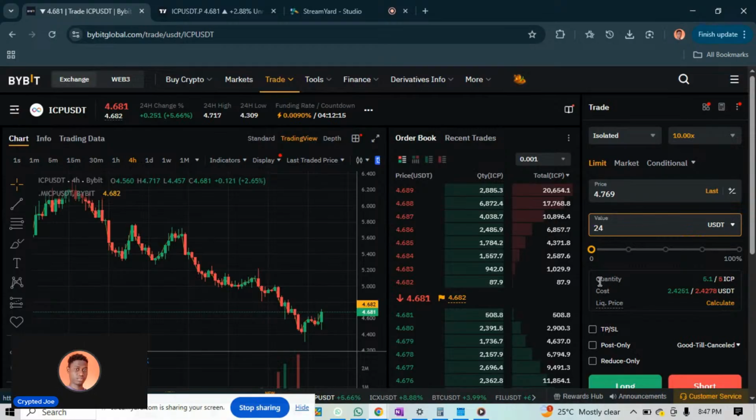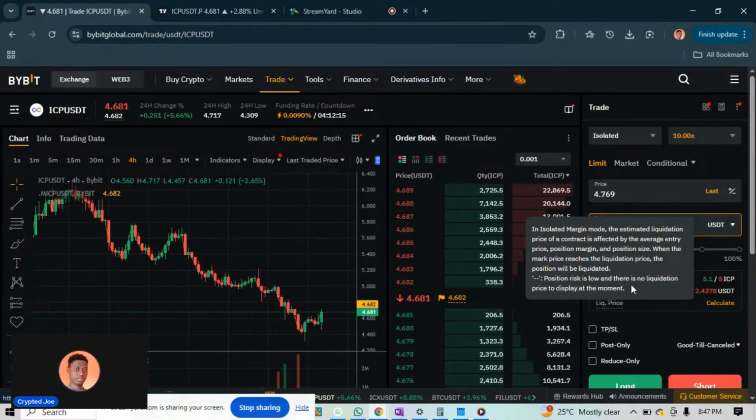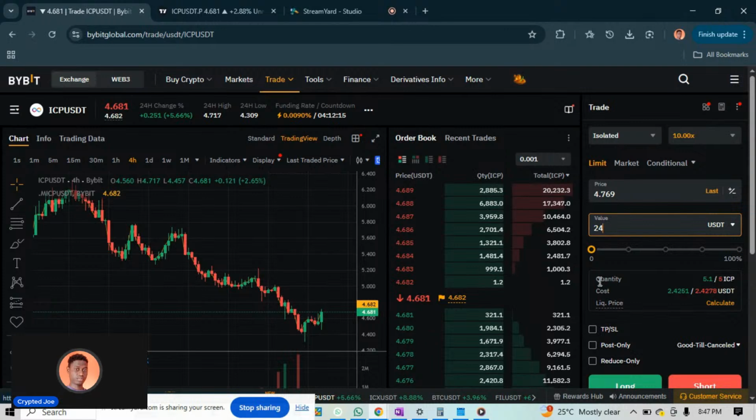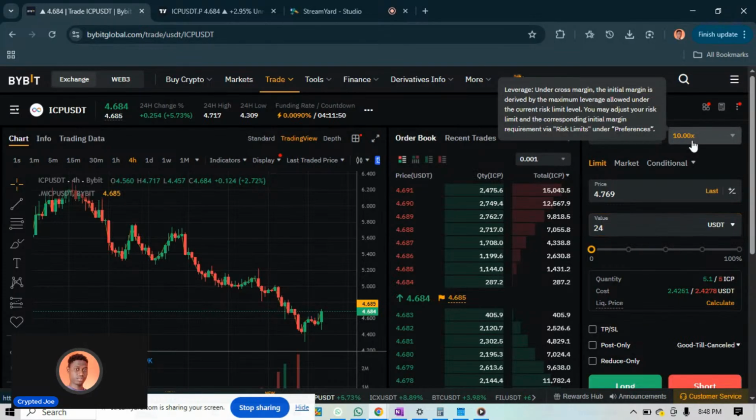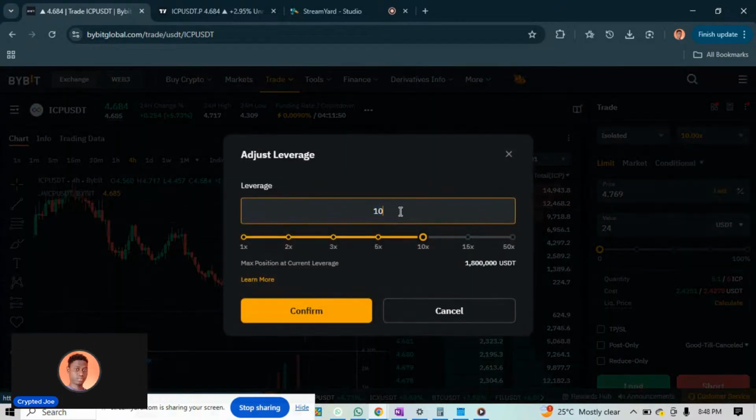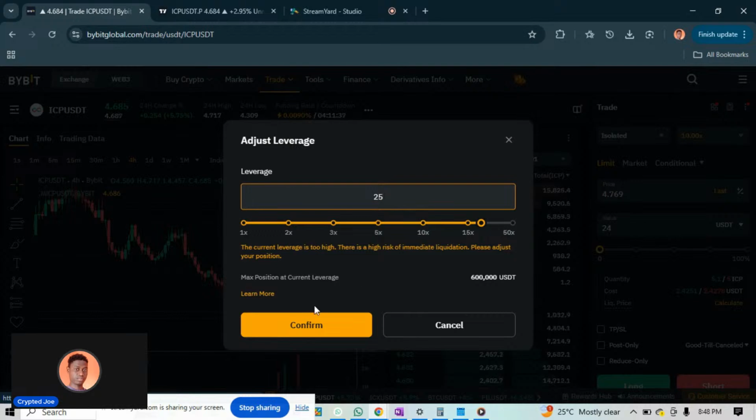Now pay attention, on your phone also, it will be showing like this. You will see quantity. That's the quantity of the coin you'll be buying based on this $24 you're entering the trade with. It's as if you're entering the trade with $24, but basically you're entering the trade with 2.42. So, because I don't have up to that, I'm going to use 25x leverage for this part to show you something.